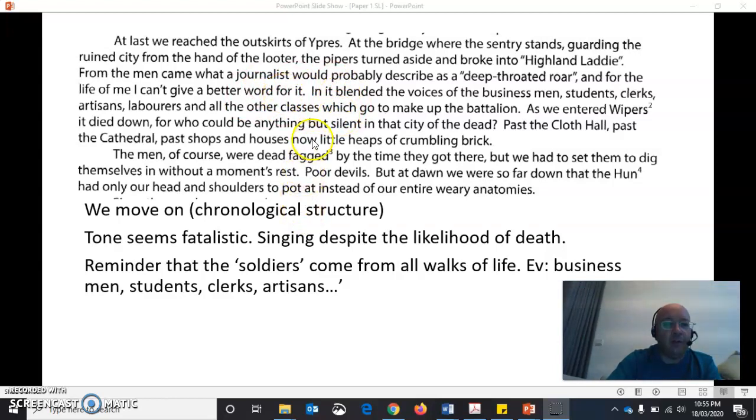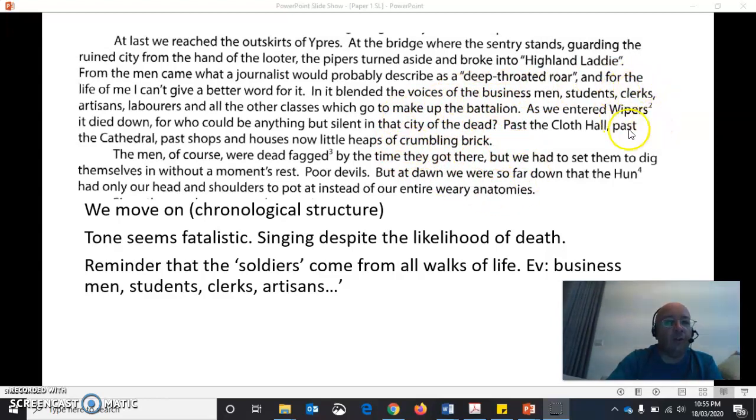The tone does seem quite fatalistic. Singing seems like a lot of them may be killed, but they put on a brave face. Maybe he's also putting on a brave face for his wife, who he's writing to here. The tone is fatalistic. There's also a slightly humorous, informal feel to it.